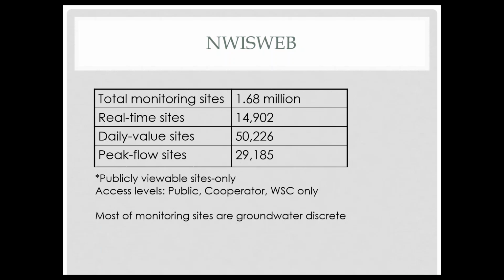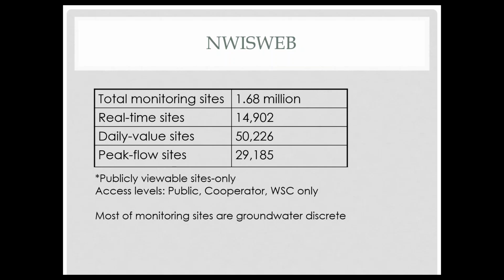I'm going to show you specifically the counts of the sites and data. We have 1.2 million sites across the nation that we serve data to the public from on this web portal. Of those, about 14,000 of them are real-time or near real-time. 50,000 of those are daily value sites, so you might get an average daily water level or maximum daily, minimum daily, depending on the statistic that's served.